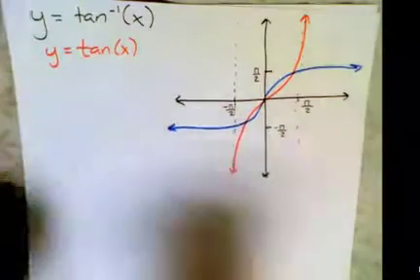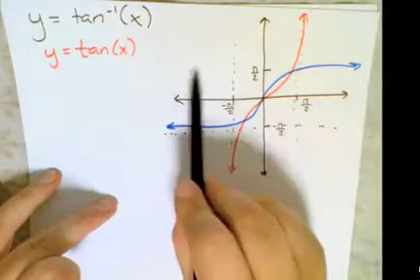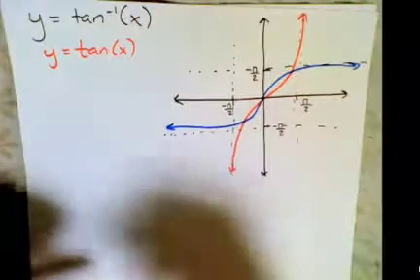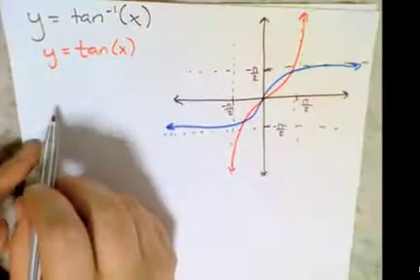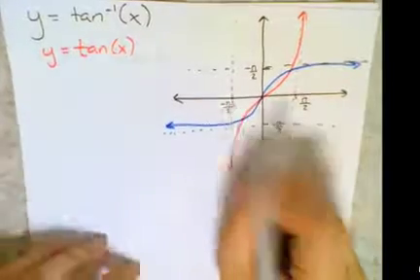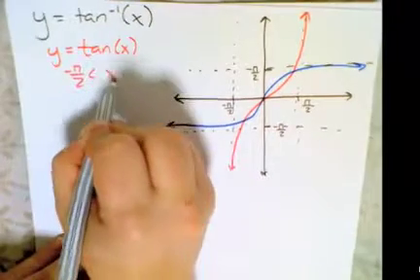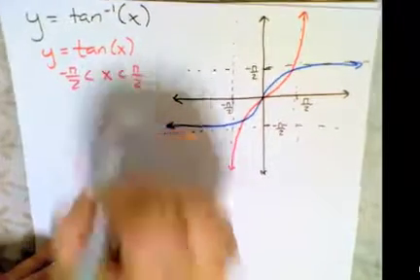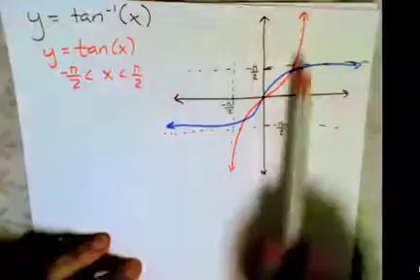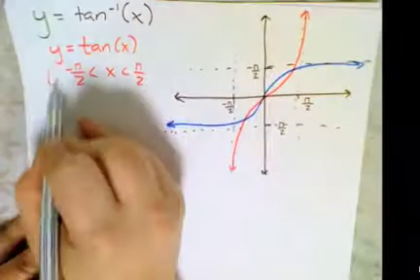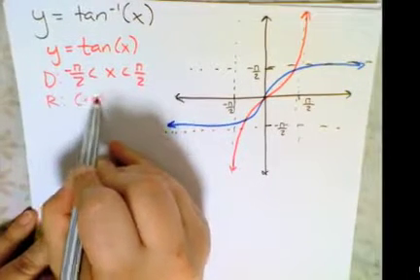So here, it's got a horizontal asymptote at -π/2 and +π/2. The domain of y equals tangent x is in between -π/2 and +π/2. -π/2 is less than x, is less than π/2, and specifically it's strictly less than, because it never quite gets there, it's an asymptote. That was the domain. The range is all real numbers, so from negative infinity to positive infinity.